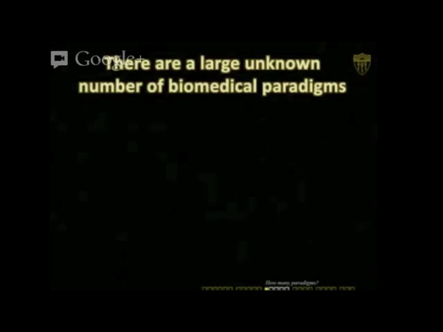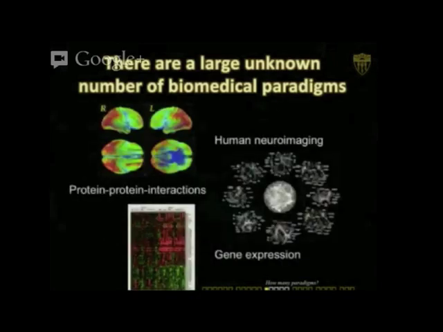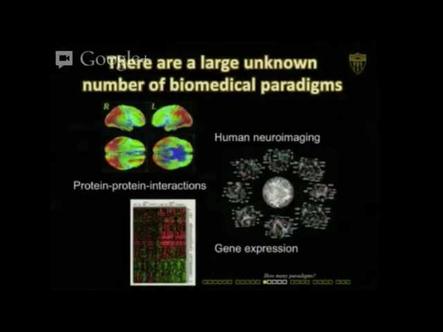There are all sorts of different ways in which people are doing the data analysis. Three examples of the kind of data formats that people use are shown here: human neuroimaging, protein-protein interactions, gene expression. All of them involve different types of data, but they also involve different hidden, intrinsic methodologies and assumptions that people make when they're driving the research that they're doing. Okay, so how do we figure out how many paradigms there are?